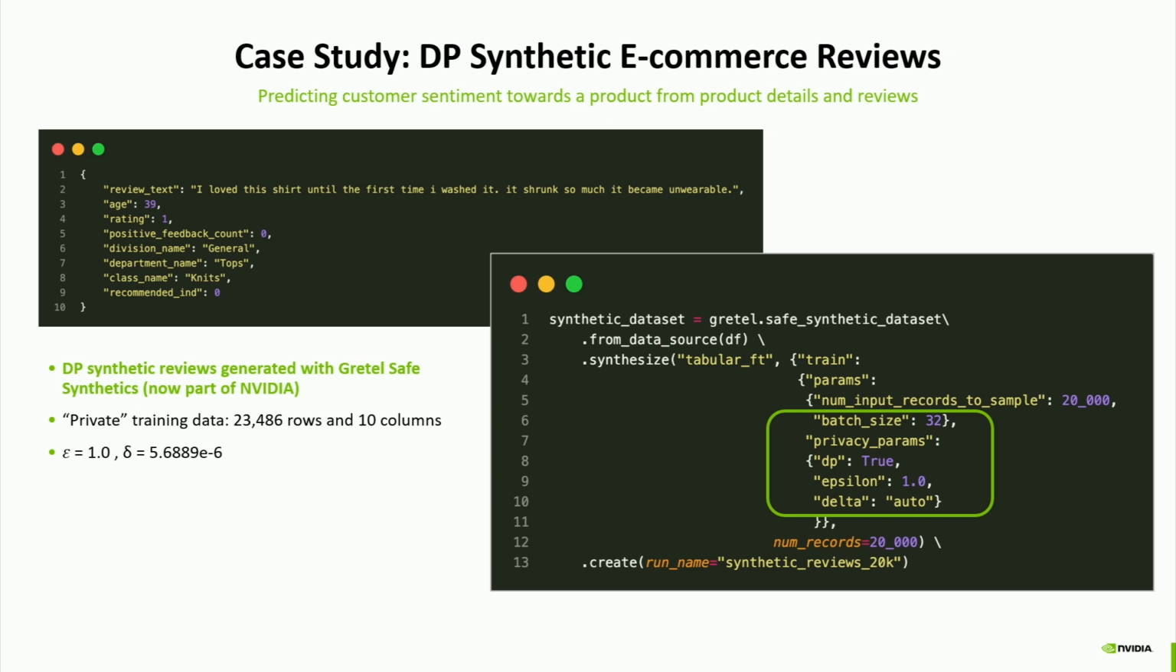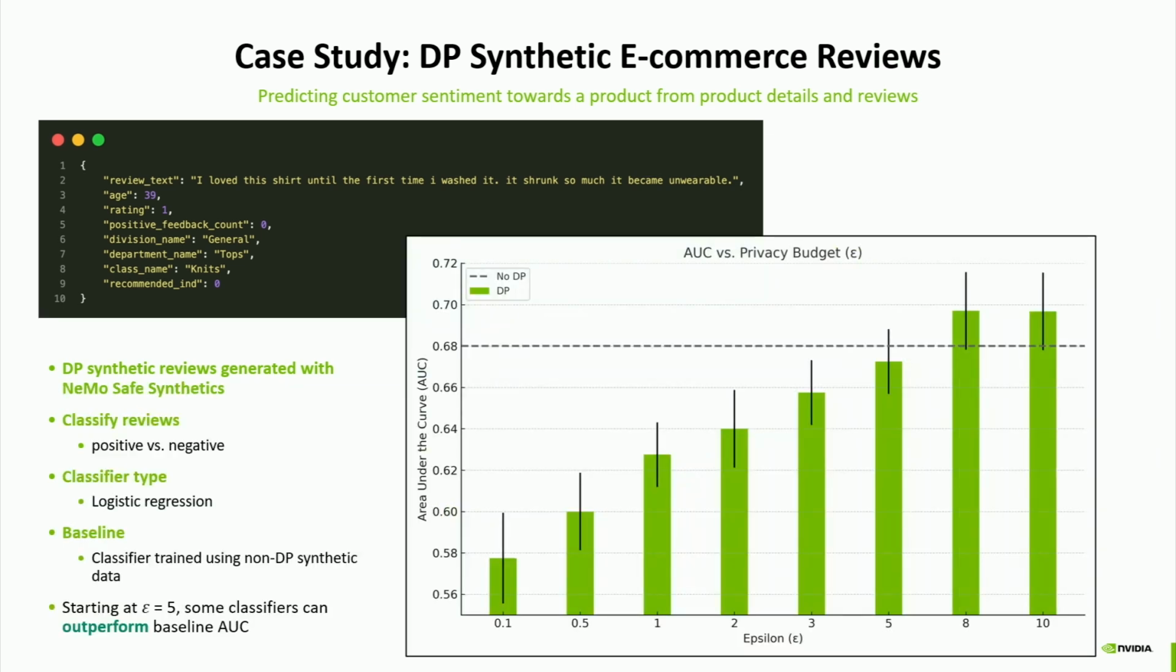Cool. Maybe that works for me as just someone who's experimenting with this. But what does that mean for you or someone who's using their own data set? Well, you could run this with several different epsilons. And it really depends on what the downstream use case is. In this case, it is to predict customer sentiment towards a product from all of these different attributes.